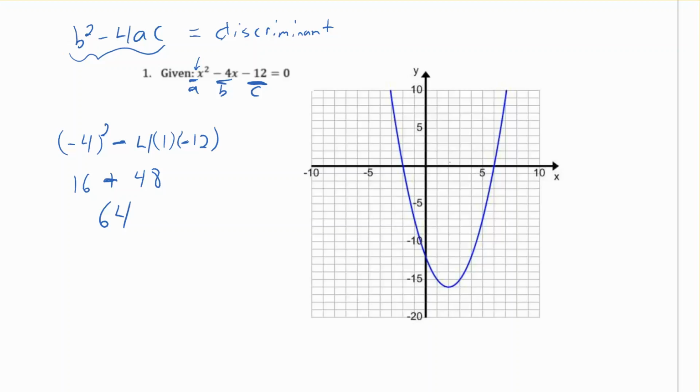What could that have to do with anything? Just keep that in the back of your mind. We're going to see if we can do a couple more and figure this out.